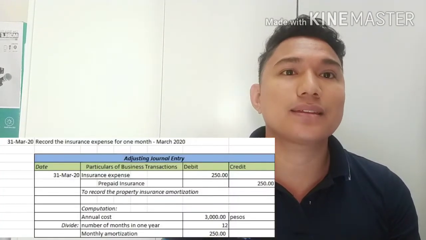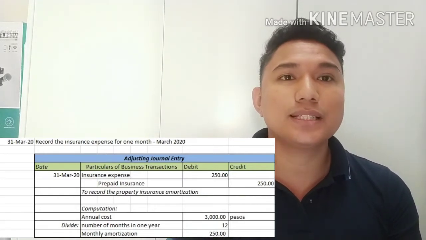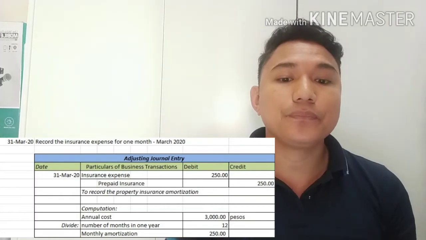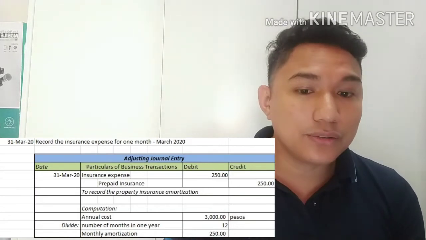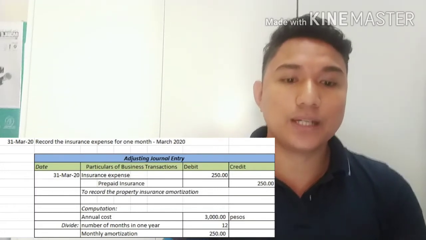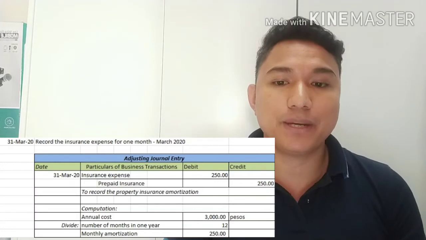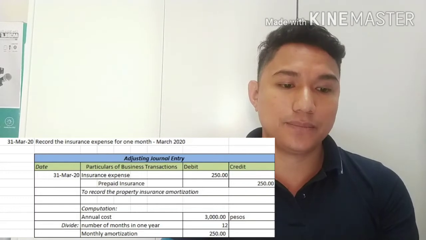So in our example here, we have a prepaid insurance for 1 year. We are going to amortize because we have already used 1 month of our insurance. We paid 3,000 pesos for our insurance, but since we have already used one month of it, we have to recognize an insurance expense of 250 pesos. 3,000 divided by 12 is equal to 250 pesos. Insurance expense debit 250 and credit prepaid insurance.